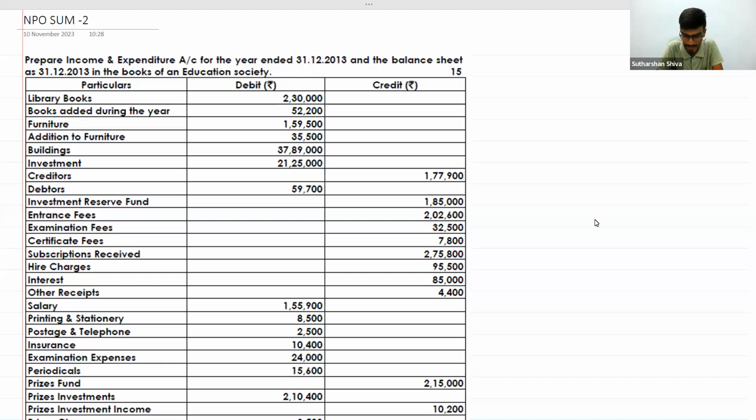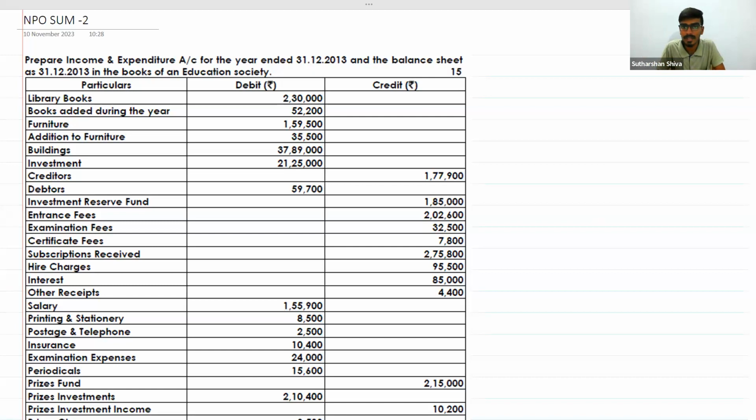We are going to do our second problem, and this will be a direct problem, that is, from the income and expenditure records given, we are going to prepare the income and expenditure account and balance sheet as follows. Okay, in this question, let's try to read out the question first.